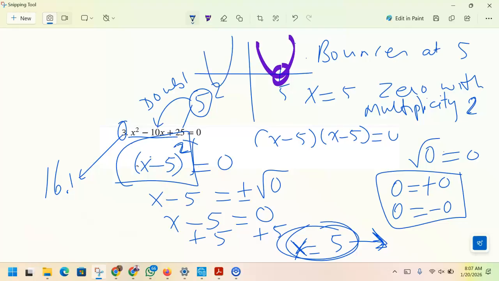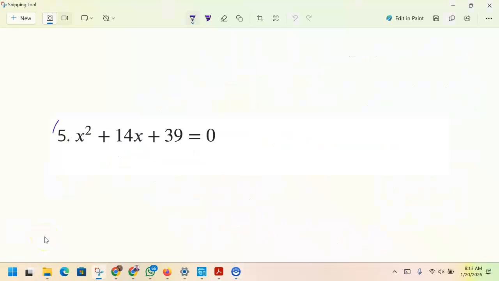So it does not cross like this. This is not how it is. It doesn't cross. It just touches the x-axis at 5. So that was the previous question. Question number 5 is x squared plus, again we have 39.